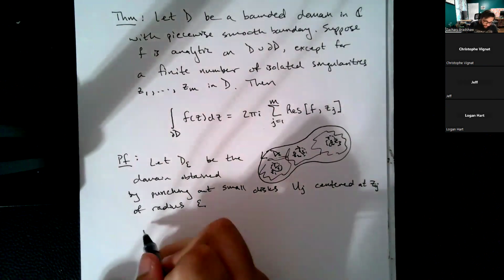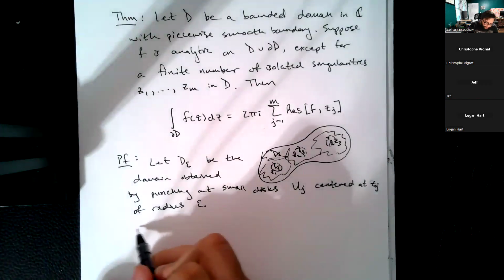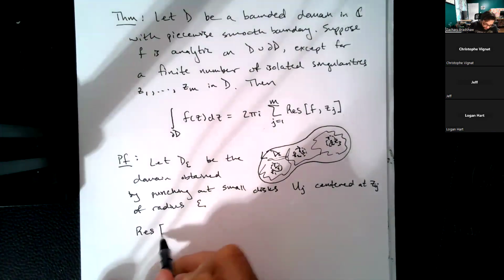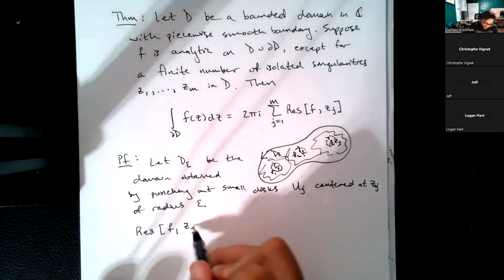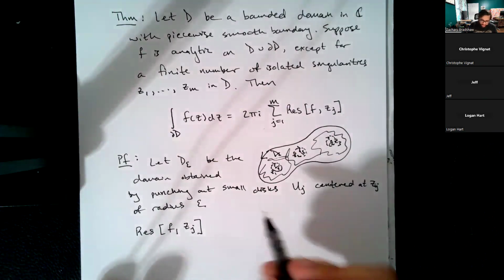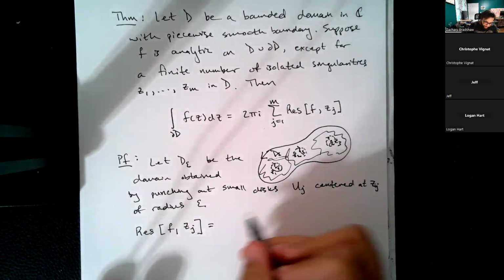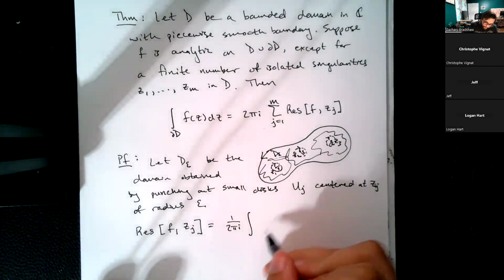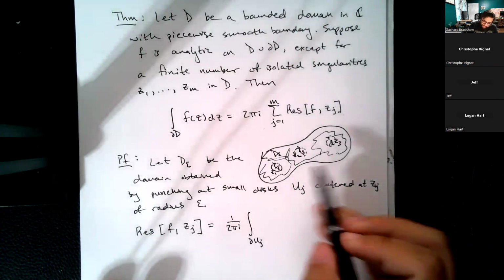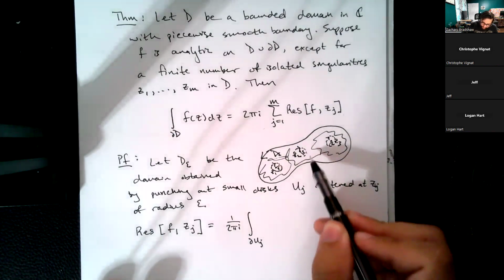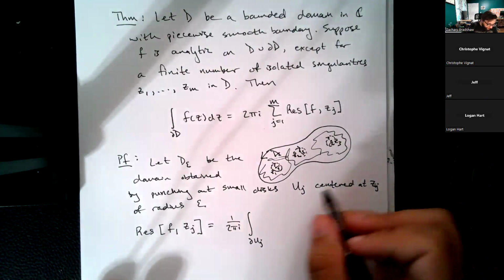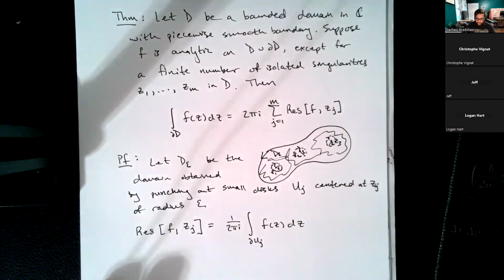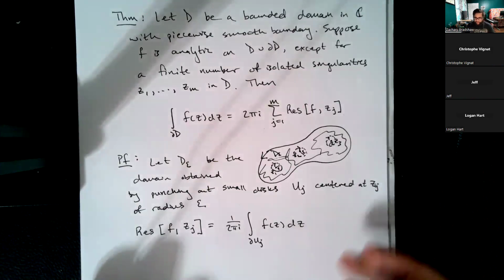Okay. So remember the formula for the residue at zj, we have the residue of f at zj. This is the a minus 1 coefficient. And by the Cauchy integral formula, we can write that as 1 over 2 pi i, the integral over the boundary of Uj, right? That's this little circle here, and here, and here, of f. Okay, so we'll keep this fact in mind.